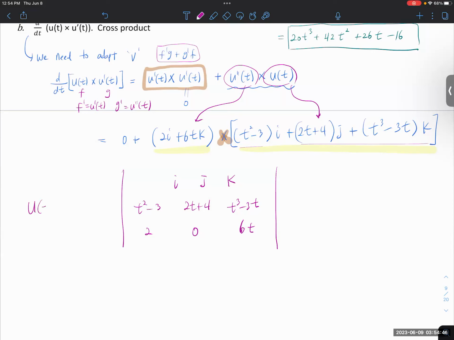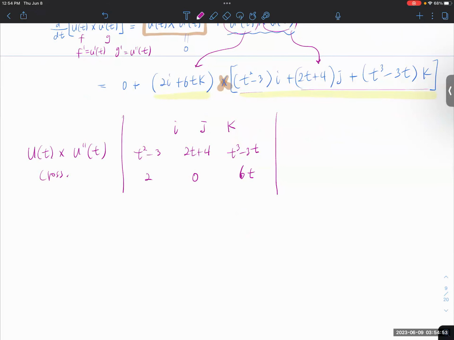This is u prime times u double prime. This is a cross product. So according to the determinants, you're going to have the i, so we have 2t plus 4, t to the third minus 3t, 0, 6t, right? And minus j. So we have this and that: t squared minus 3, t to the third minus 3t, 2, 6t.